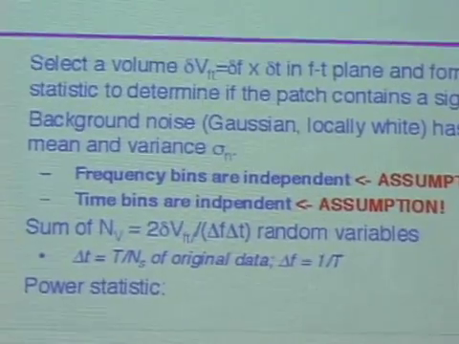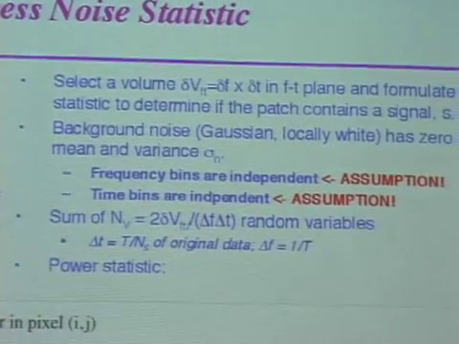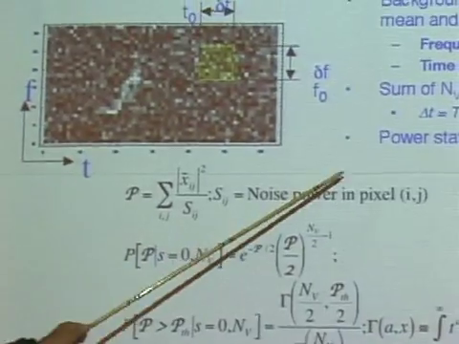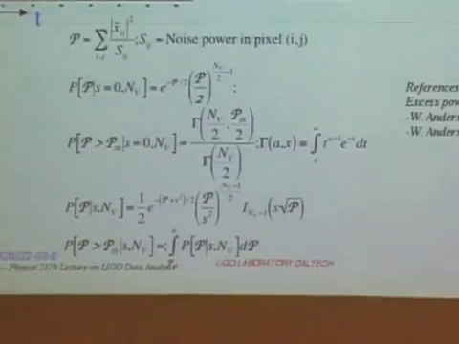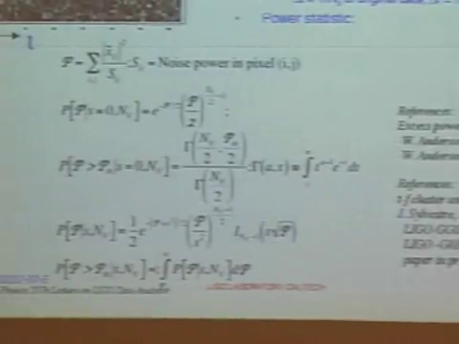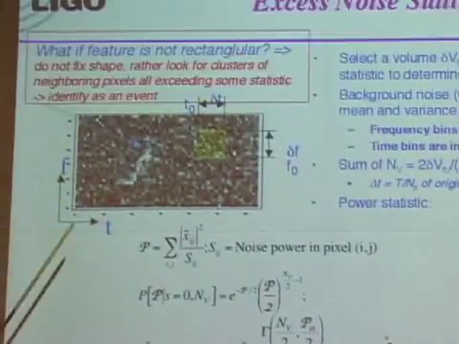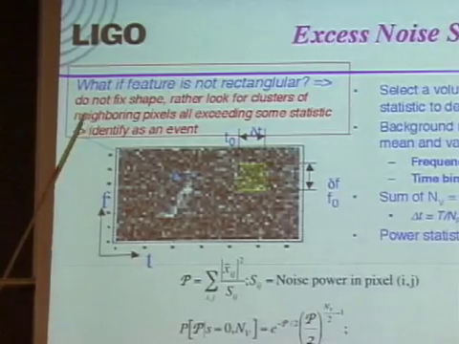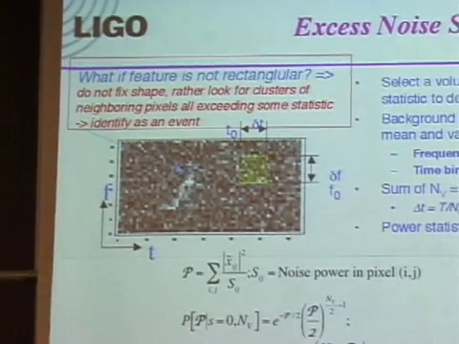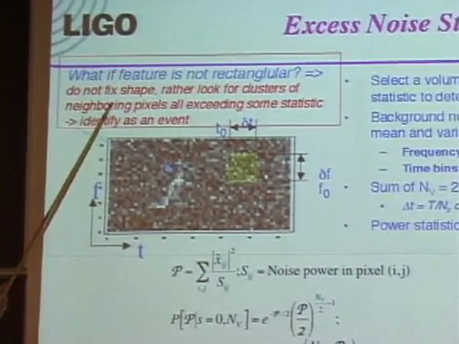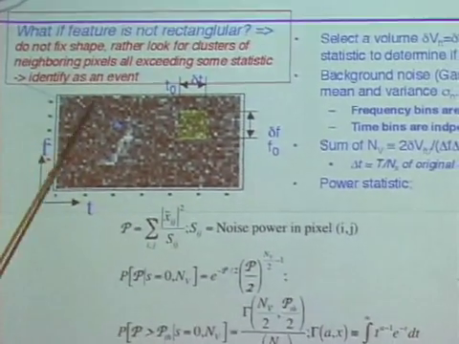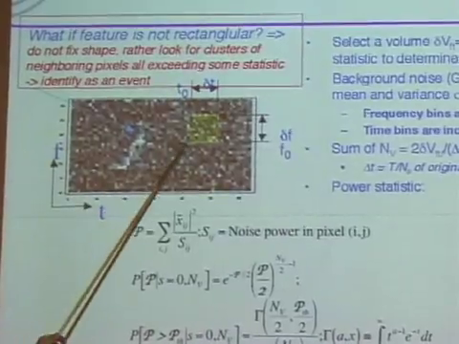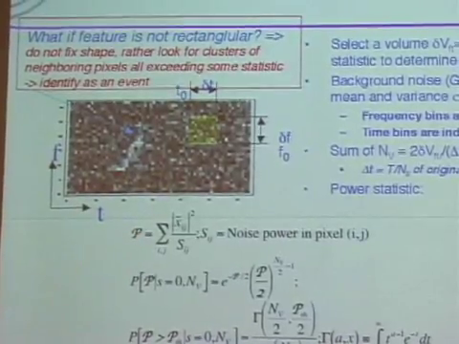And by formulating this problem in this measure, normalized to the average noise throughout the plane, we have a power statistic that then can be used as a trigger on whether or not you see an event. The question that comes to mind, though, and I purposely inserted something here that had a structural feature, is what if the feature is not rectangular? Well, the trick then is you don't want to fix the shape, but possibly look for clusters of neighboring pixels that exceed some statistic and identify the cluster as an event rather than a priori asking for events that fill a rectangular region.